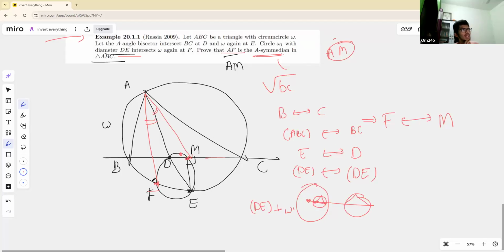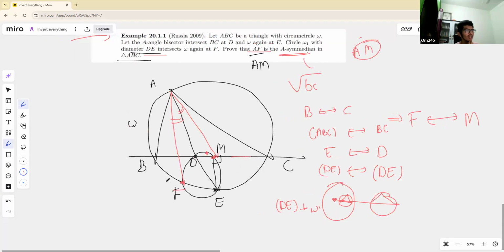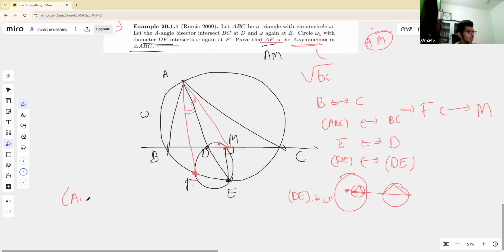So yes, if you explore more, when you learn more about projective geometry and harmonic divisions, then you will know this is a harmonic point. So we get A, F, B, C are harmonic, which basically means the tangents at B and C and this line are concurrent, these three lines are collinear.